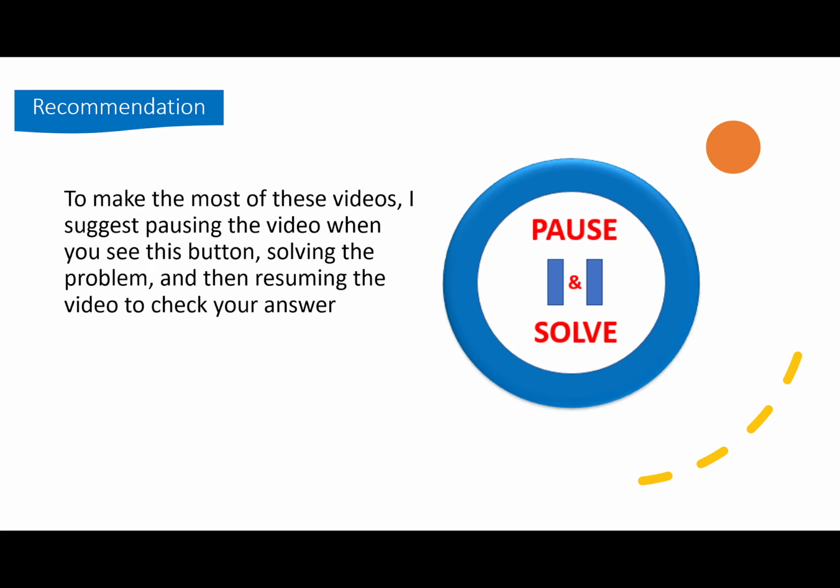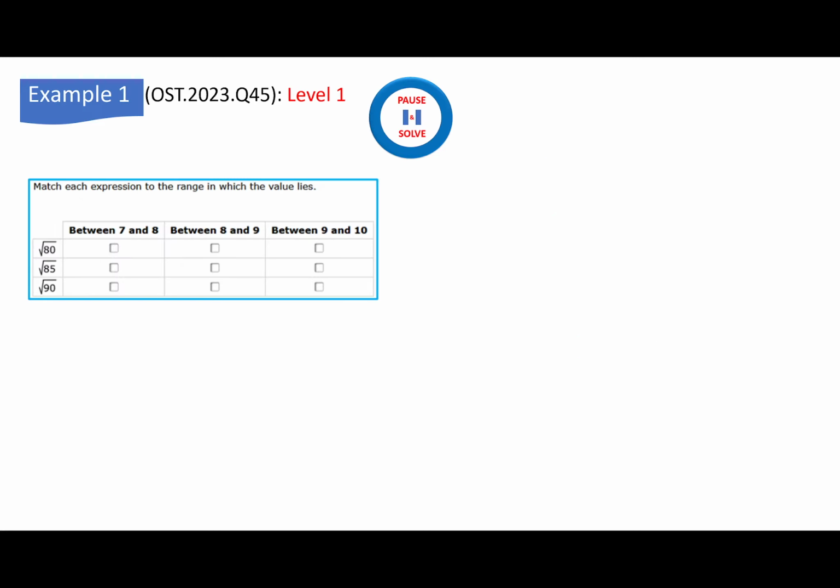Recommendation: To make the most of these videos, I suggest pausing the video when you see this button, solving the problem, and then resuming the video to check your answer. Example 1. In this example, match each expression to the range in which the value lies: square root of 80, square root of 85, square root of 90. Is it between 7 and 8, 8 and 9, or 9 and 10?